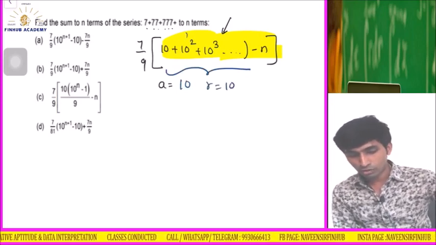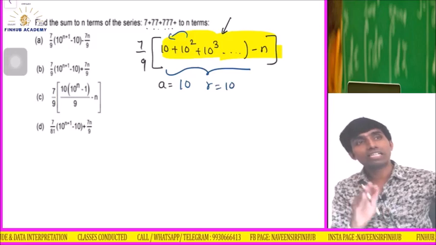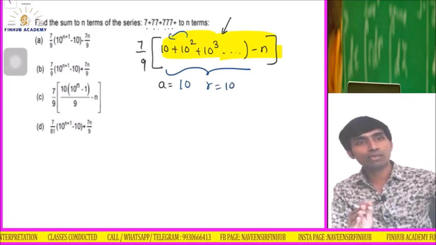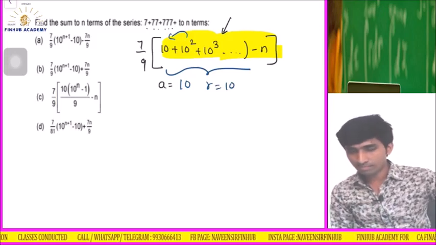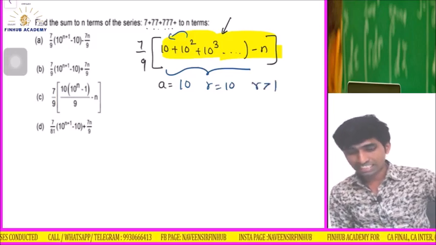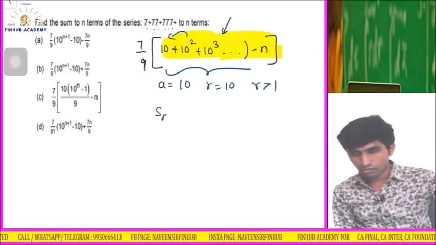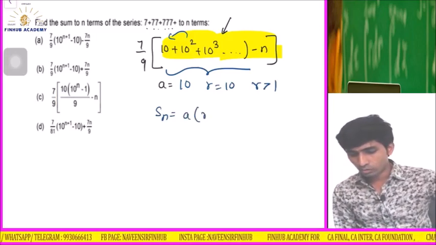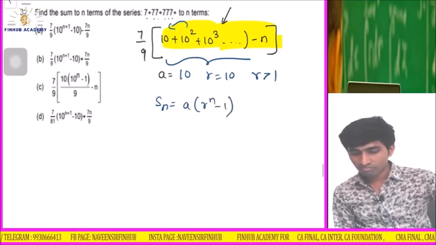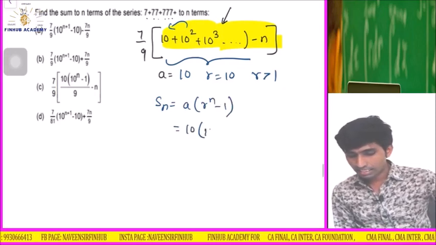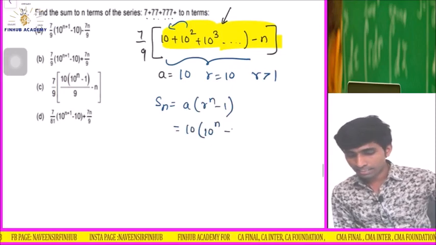Why? Because the ratio from here to here, 10 square divided by 10 is what? 10. 10 cube divided by 10 square is what? 10. Okay, R is 10. Obviously R is greater than 1. Understood? So Sn is what? Sn is equal to A into R raised to n minus 1. Okay, so A is 10, R is 10 raised to n minus 1.